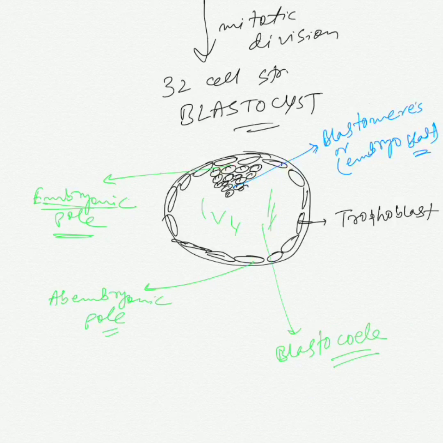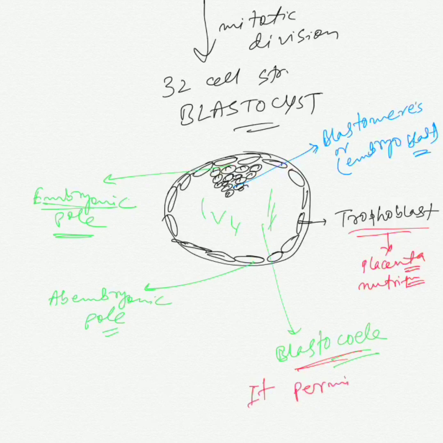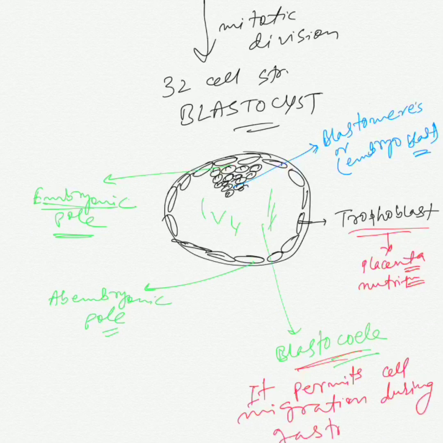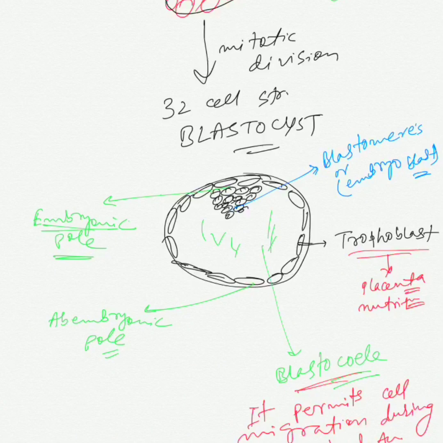Then what is the function of the trophoblast and blastocele? The trophoblast helps in the formation of the placenta and provides nutrition. And what is the function of the blastocele? It basically permits cell migration during gastrulation. This is all about the first week of embryogenesis.